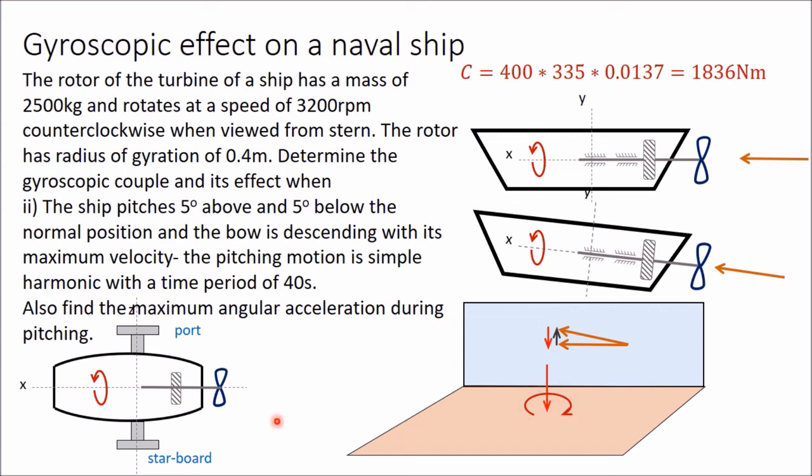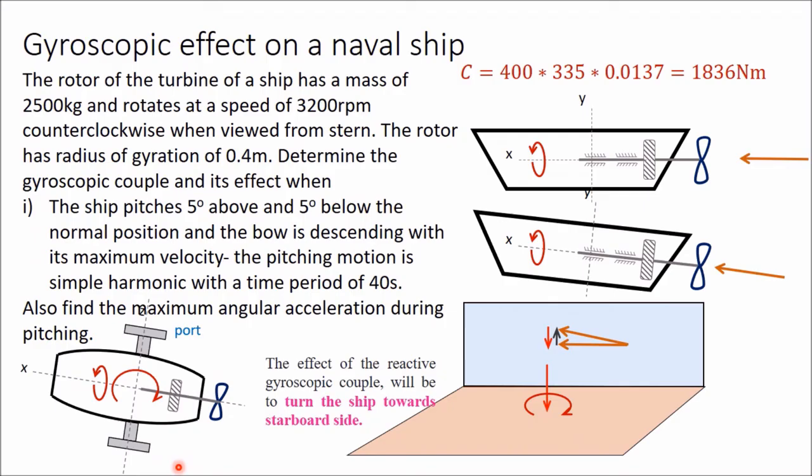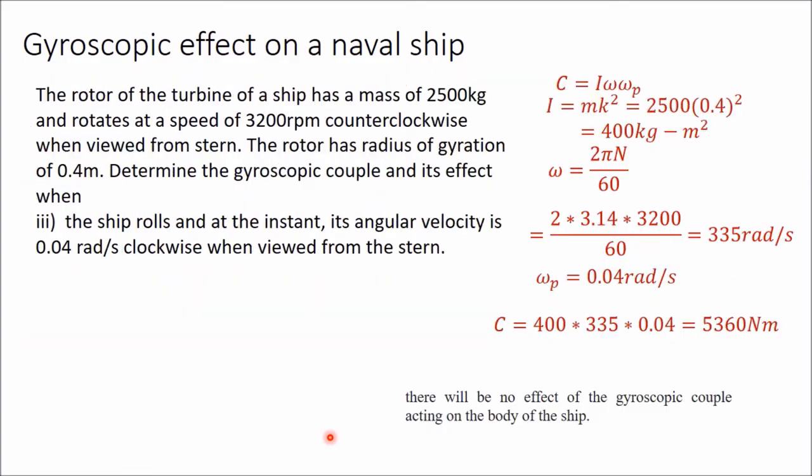The effect of this clockwise couple on the ship will be visible in the top view, because this is the horizontal plane, so the top view is drawn in the horizontal plane. So this is the clockwise couple. The effect of this clockwise couple is to tilt this boat towards the starboard side. So the effect of the reactive gyroscopic couple will be to turn the ship towards the starboard side.